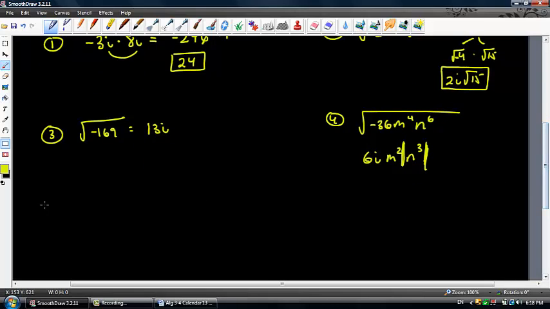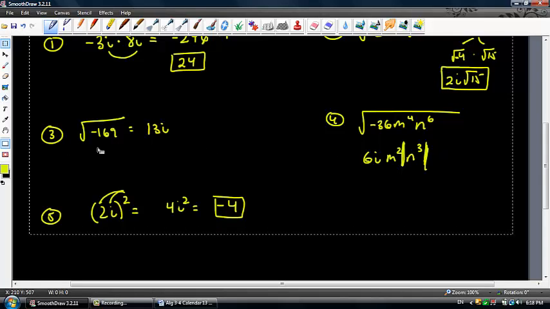And the last example in this is, if I say 2I quantity squared, remember the power showers into the monomial, so I end up with 4I squared, which is negative 4, because I squared equals negative 1. All right, let's keep going.